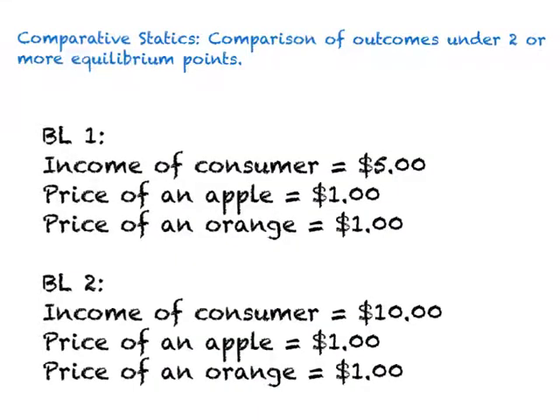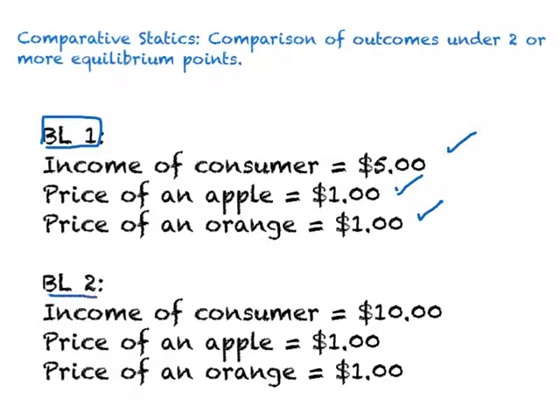Now let us do some comparative statics. That is, we compare outcomes under two or more equilibrium points, and that's what we do now. Consider the following. The budget line 1 that we have been looking at is defined when nominal income of a person is $5. Then this person spends the entire income on two goods, apples and oranges. Price of an apple is $1 a piece. Price of an orange is $1 a piece.